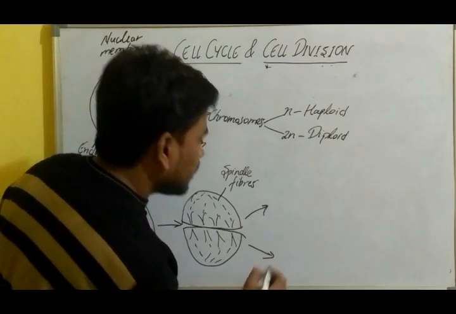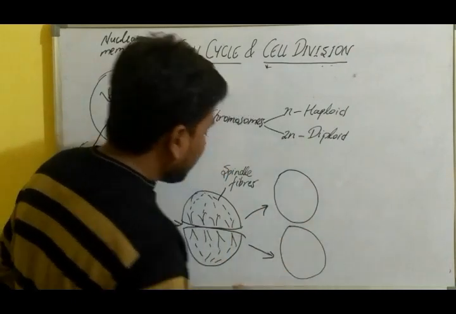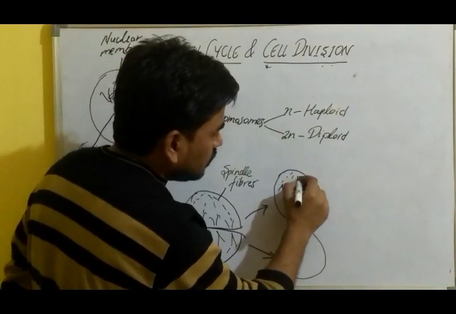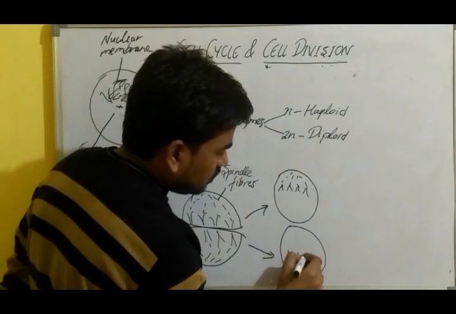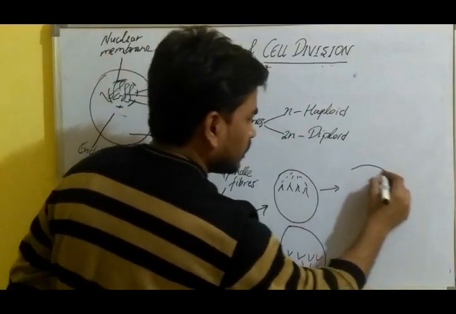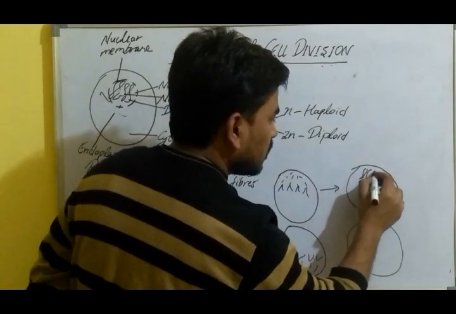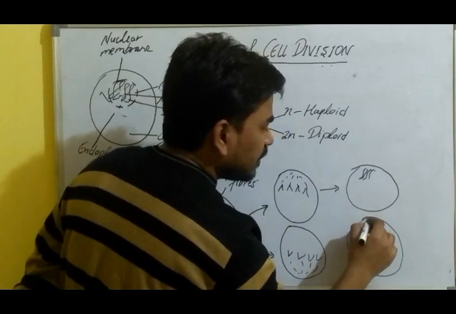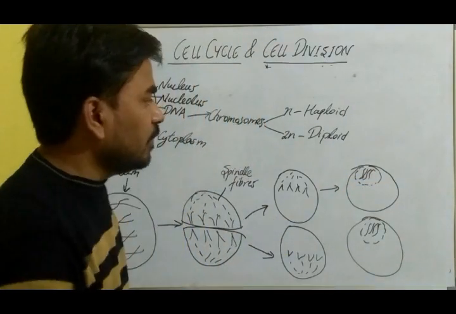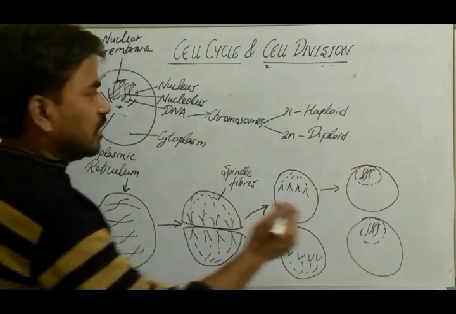In the next phase, the divided chromosomes start moving towards their poles. After that, when the chromosomes move towards the poles, the nuclear membrane starts reappearing along with the endoplasmic reticulum and nucleolus. So in this way, a single cell divides into two new daughter cells.